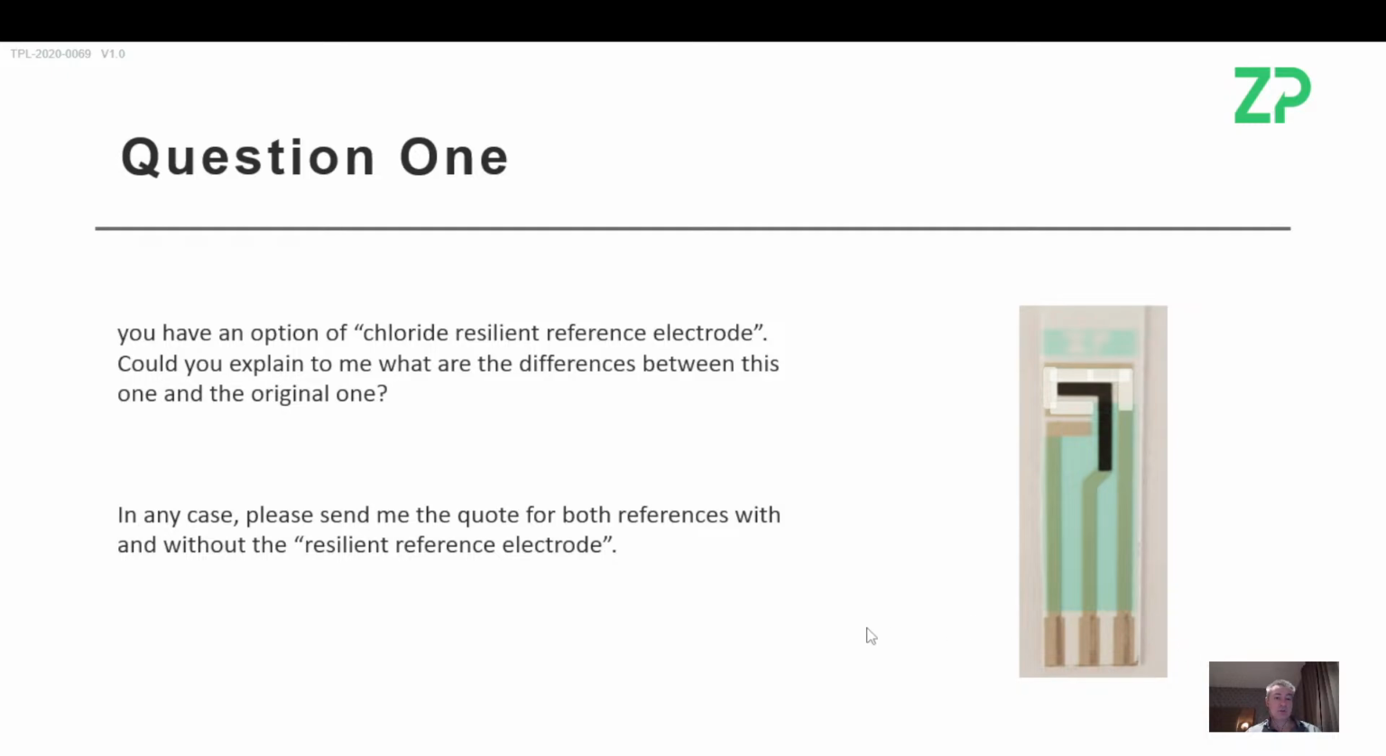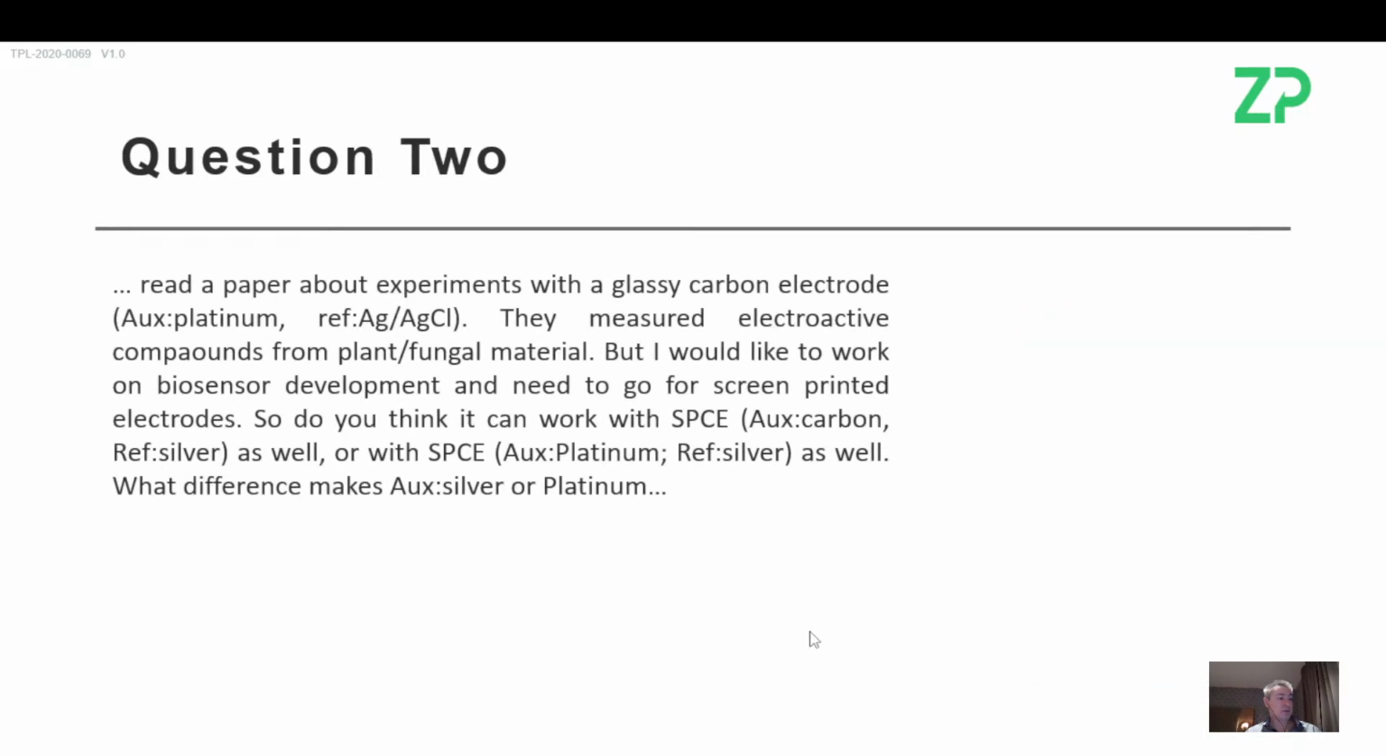My recommendation is just go for the non-chloride resilient, but I want you to know that it exists because in some applications, like the pH of urine would be a good one, that chloride may not be super defined. So what I will now do is just shift forward slightly with question number 2.